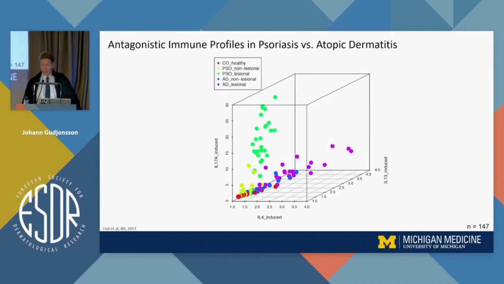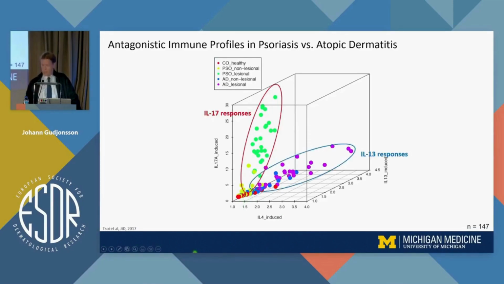What about the cytokine responses? There are definitely antagonistic immune profiles in psoriasis. This is a study of about 147 individuals. And you have the psoriasis lesional here in green, and then you have the atopic dermatitis here in the purple, and both lesional and non-lesional skin, and then healthy controls right here in the other corner. But what you can see is that the IL-17 response is what really defines and separates psoriasis from atopic dermatitis, where IL-13 responses dominate.